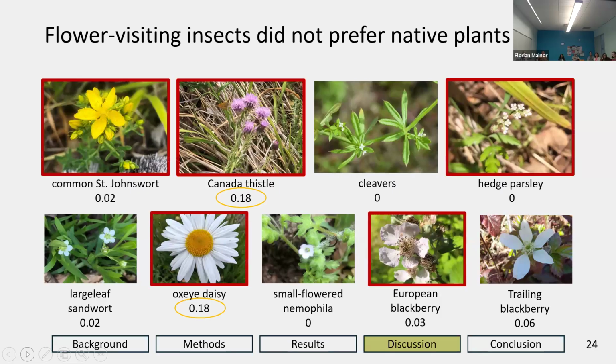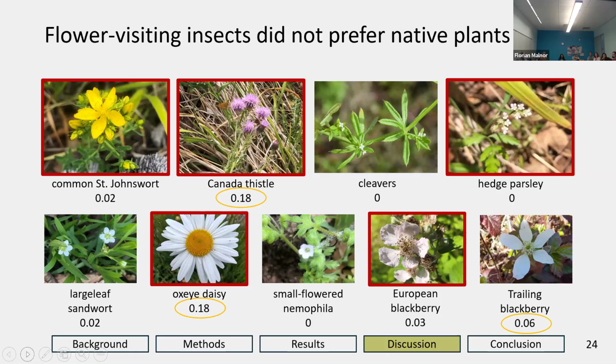You can see that actually 5 out of these top 9 most abundant blooms were invasive, and only those 2, only Canada thistle and oxeye daisy, had that high insect visitation rate. And actually, the 3rd highest insect visitation rate was on trailing blackberry, which is our native blackberry. So there doesn't seem to be a super clear preference for native plants or for invasive plants.